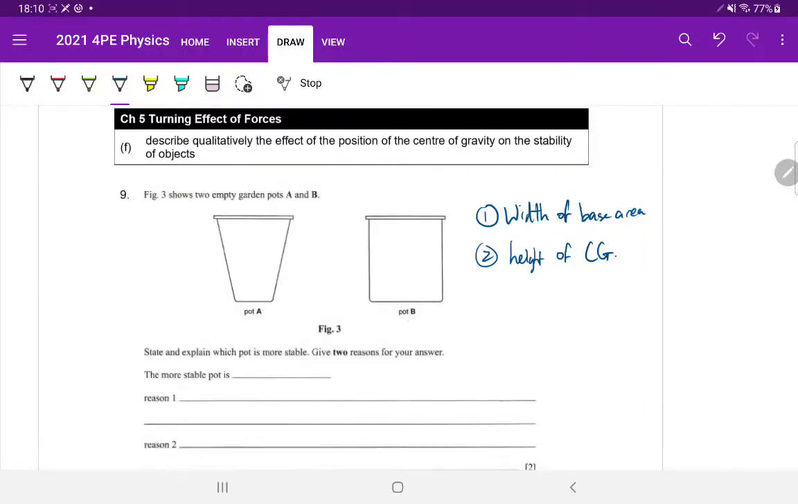Okay, LO5f: describe qualitatively the effect of the position of the center of gravity on the stability of the object.